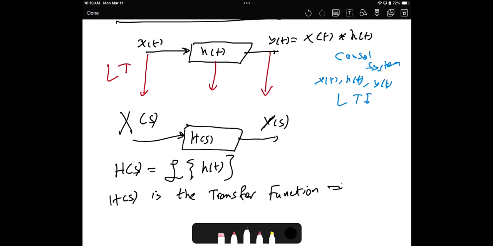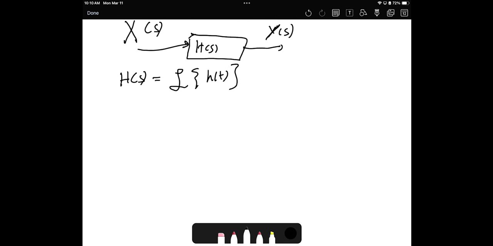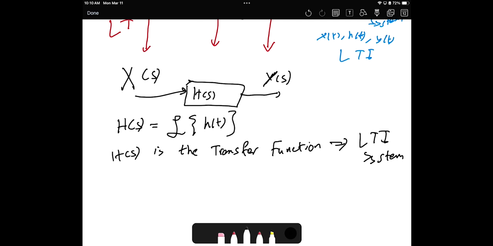And it is an LTI system. So, again, whenever we talk about h of t as an impulse response or as convolution, h of s is in the frequency domain the transfer function.